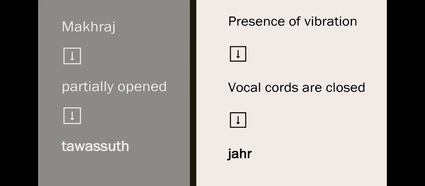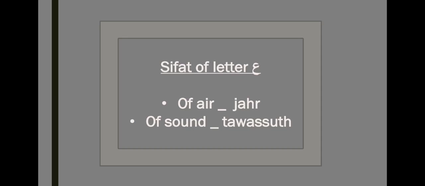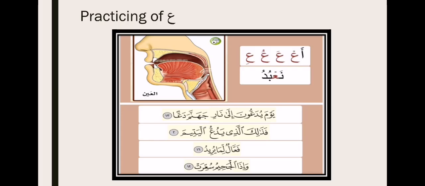The sifat of air is jahr. The sifat of sound is the third one, tawassut. It is not shidda, it is not rakhawa, it is the medium, moderate sifa called tawassut. You know the reason also why? Because the makhraj is partially closed. I can't say it is closed or open. It is in between. The sound produced cannot be released all at once. A partial sound will flow. So what are the sifat of the letter ayn? The sifat of air is jahr and of sound is tawassut. Now we will move to the practicing of the letter ayn.